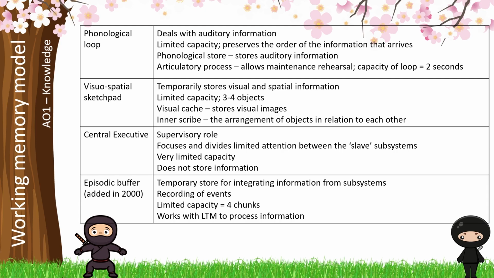When explaining each of the subcomponents of each store, you need to explain the role rather than just identifying what they are. So in terms of the phonological loop, just saying that there is a phonological store and articulatory process isn't enough. You would have to say that the phonological store holds auditory information and the articulatory process allows for maintenance rehearsal. The same is also true for the visuo-spatial sketchpad and the central executive. Again, I'm going to repeat it here because it's really important: the episodic buffer wasn't added until 2000, and so if the question says the 1974 model, you need to make sure that you're not including that.